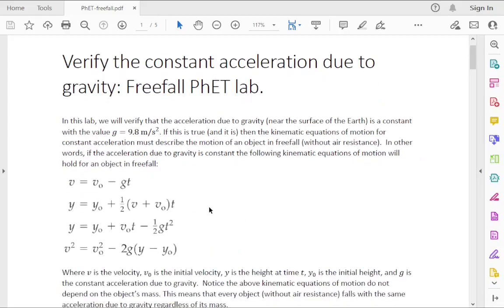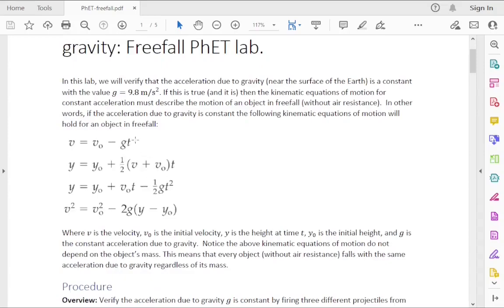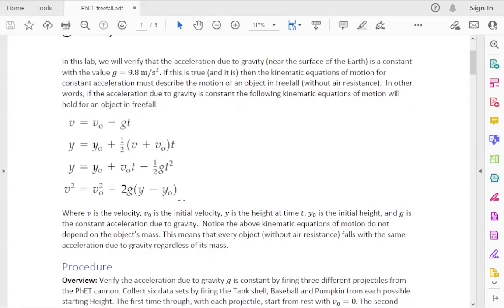So if acceleration due to gravity is a constant, then these equations that describe the kinematic motion of the object in free fall have to hold for the object. And here they are listed for us. But in just a second, we'll go ahead and derive these, just because it's good practice to derive them for ourselves. Then once we have these equations, we're going to show that they describe the kinematics of an object in free fall.